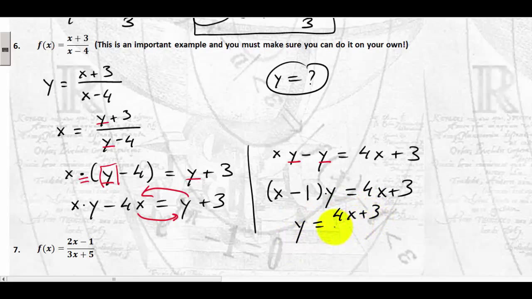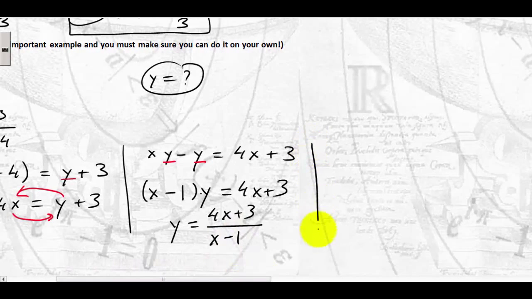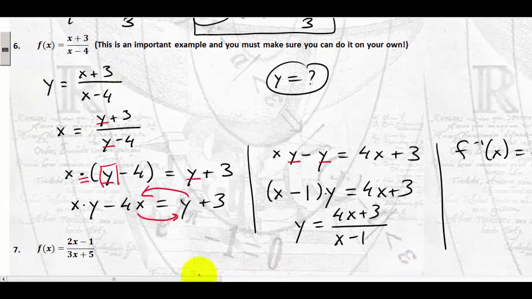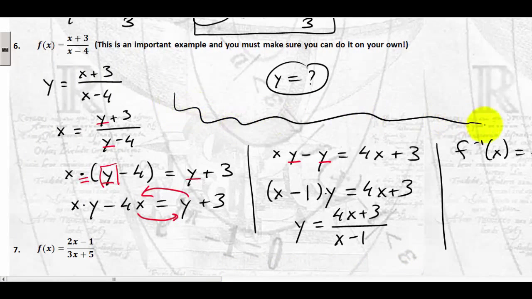y equals 4x plus 3 over x minus 1. Don't forget the last step. Right: f inverse of x equals 4x plus 3 over x minus 1. Here we go. That's how you find the inverse function. Guys, all this sequence of steps right here, you're going to see over and over this year. You need to master them, okay? All right, so please do number 7.